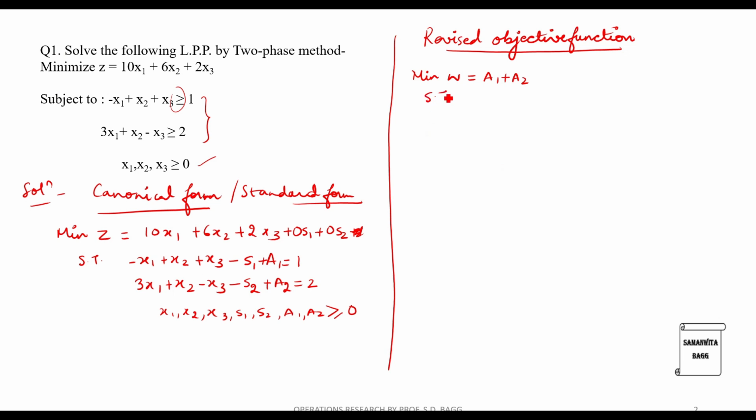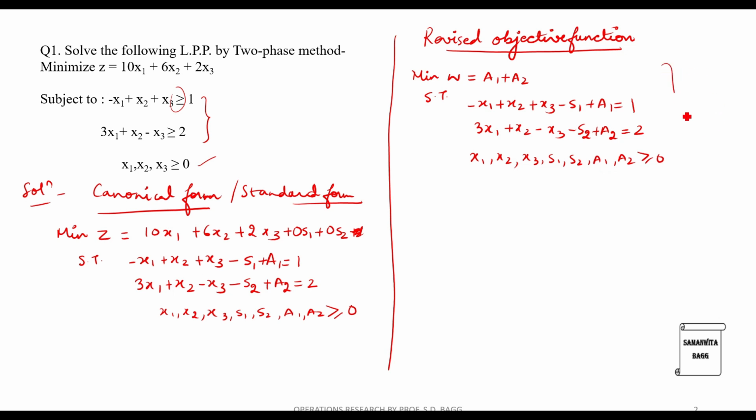Next we have to write down subject to. So this will be -x1 + x2 + x3 - s1 + a1 = 1 and 3x1 + x2, and so on. This is just copying from the standard form, nothing else. I'm not writing anything extra over here. And lastly, you cannot forget the non-negativity constraint: all are greater than or equal to 0. So this is called the writing of the revised objective function. This is something extra that you have not written for the simplex method.